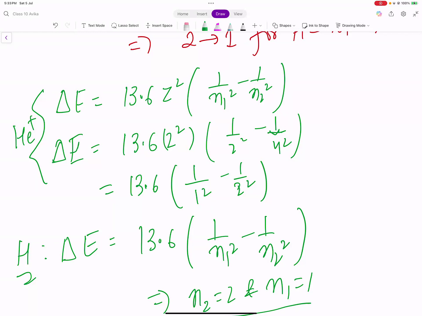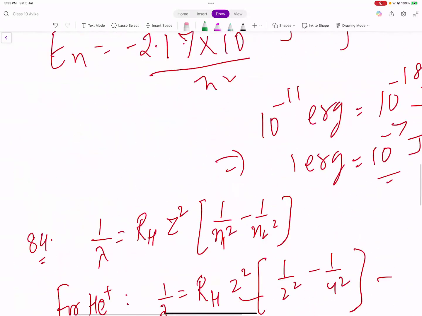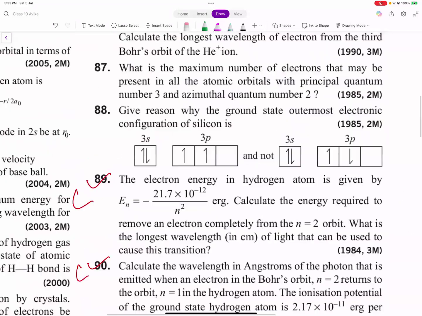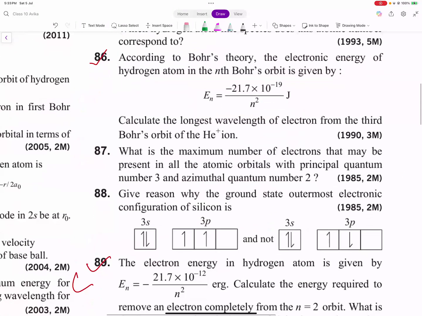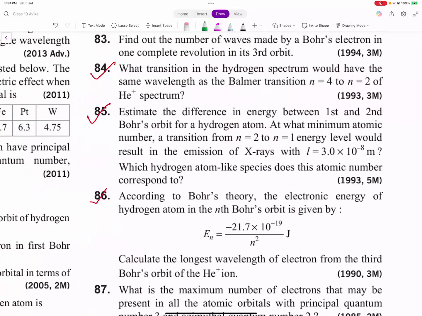So can you scroll up? So you understood 84, right? Now 85. Here we have to calculate Z, right?